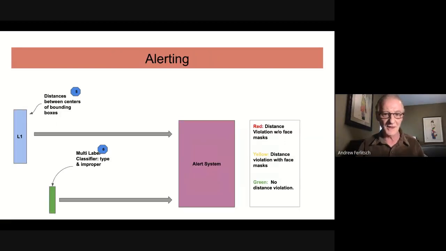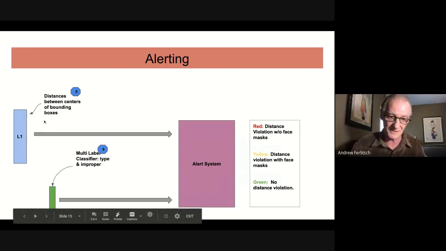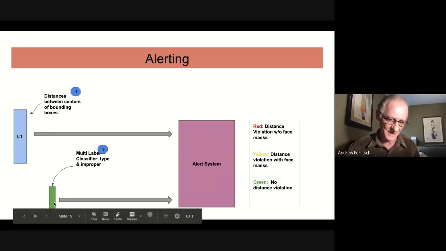Okay, and then finally, you have your alerting system. Coming out of this part here are the L1 distances between the centers of each of the bounding boxes, and you use that to calculate the distances. At this point, every one of these bounding boxes is also annotated. First it says whether it's an anonymous person, the public, or staff, and in the case of staff, it'll have an ID. Likewise, the classifications that go with these bounding boxes will also be annotated so they can be aligned with the bounding boxes here. And then that goes into your alert system.